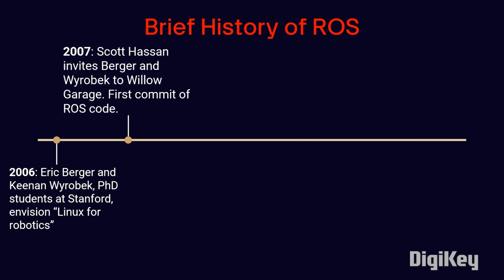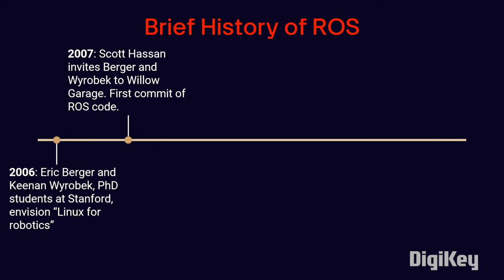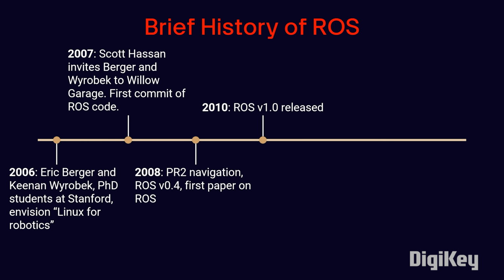The next year, Scott Hassan, the founder of the robotics incubator Willow Garage, took an interest in Berger and Wyrobek's work and invited them into the Willow Garage program. In 2008, the team achieved a few major milestones. First, they proved basic navigation and door manipulation with the PR2, the hardware prototype they had been building, which ran ROS version 0.4. They also published the first paper on ROS that year. A couple of years later, in 2010, ROS version 1.0 was released.